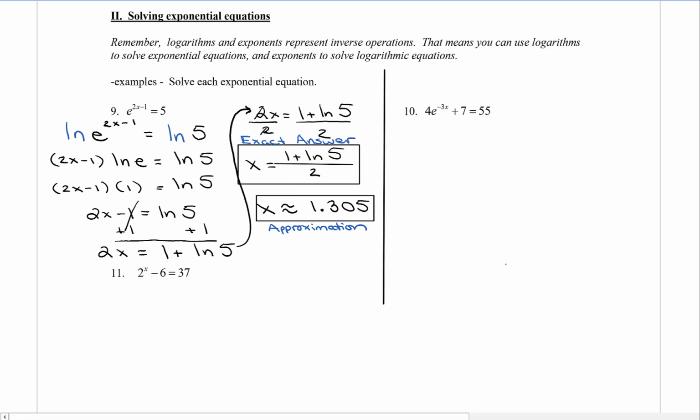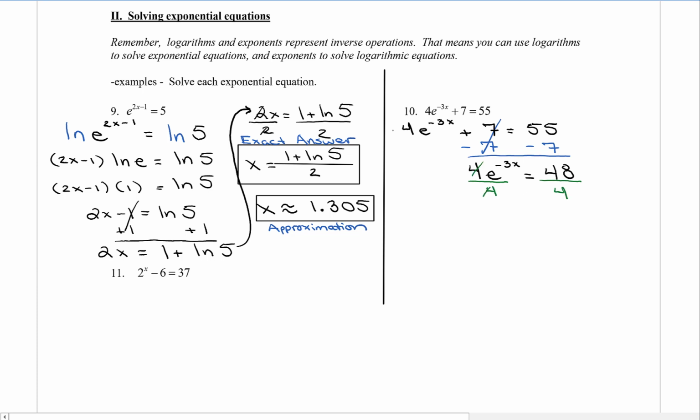Number 10 says 4 times e raised to the negative 3x power plus 7. And this plus 7 is not in the power anymore. It is down in the base level. So this is going to be equal to 55. So we've got 4e raised to the negative 3x power, and then we have separate here plus 7 equals 55. I'm going to subtract 7 from both sides of the equation, and then we're going to be left here with 4 times e raised to the negative 3x power equals 48.